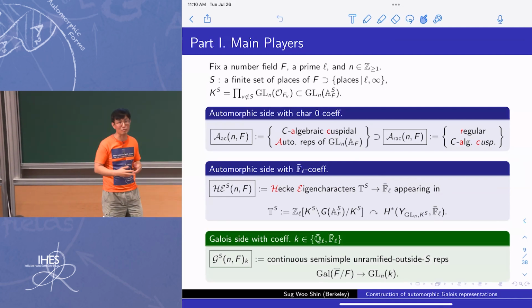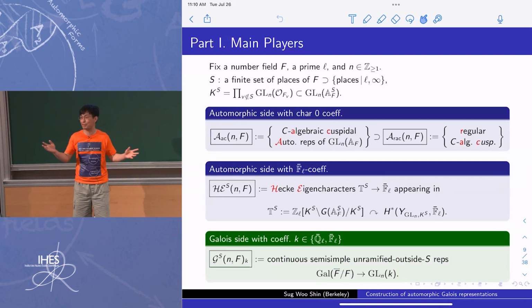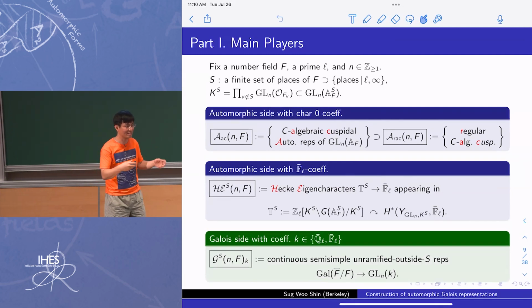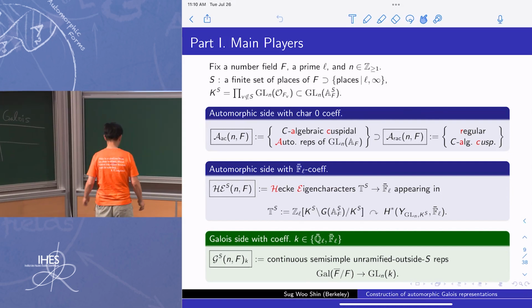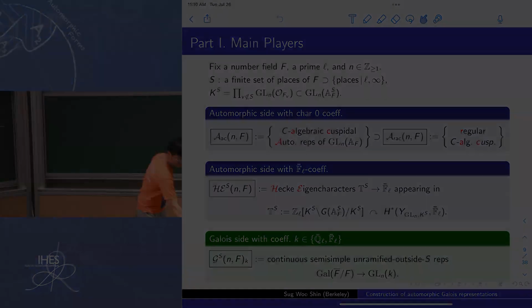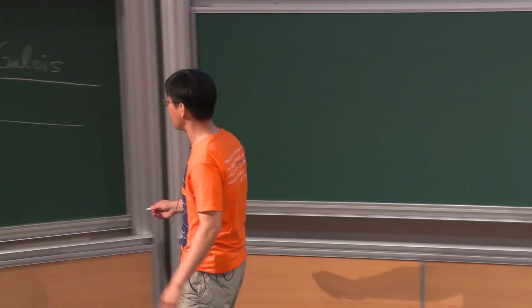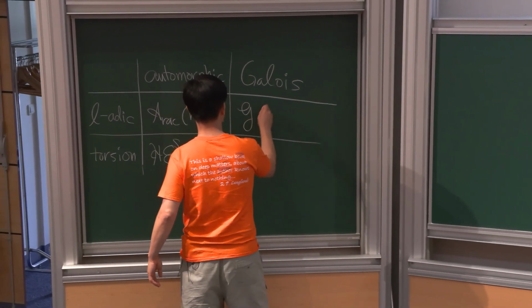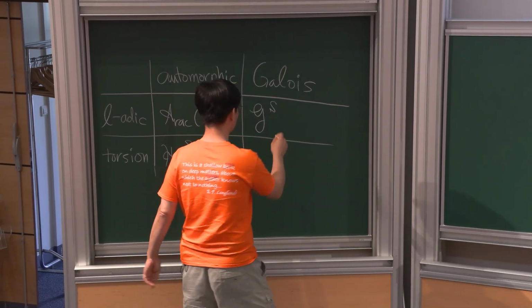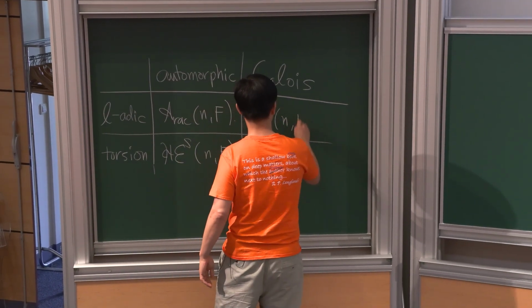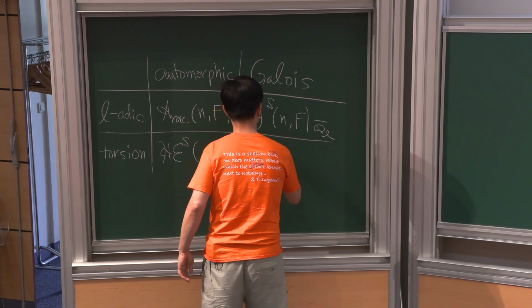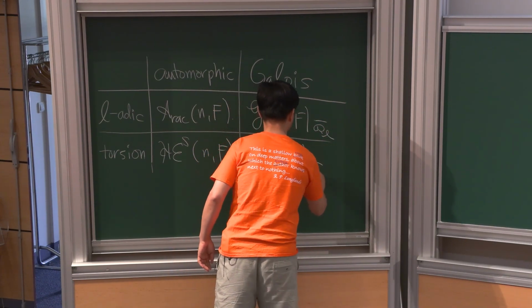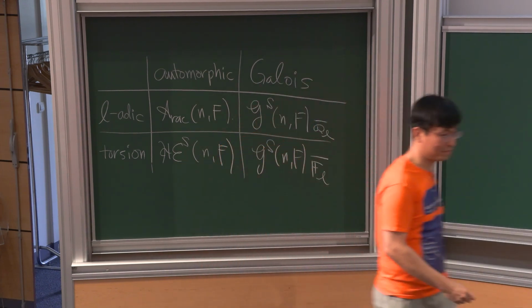And on the Galois side, you have an obvious candidate, because we are not doing anything fancy like coherent sheaves on the moduli space of something. So it's just the honest Galois representation. I chose the notation script G because it's easy to remember, G for Galois. So either with Q_l bar coefficients or F_l bar coefficients. So good.